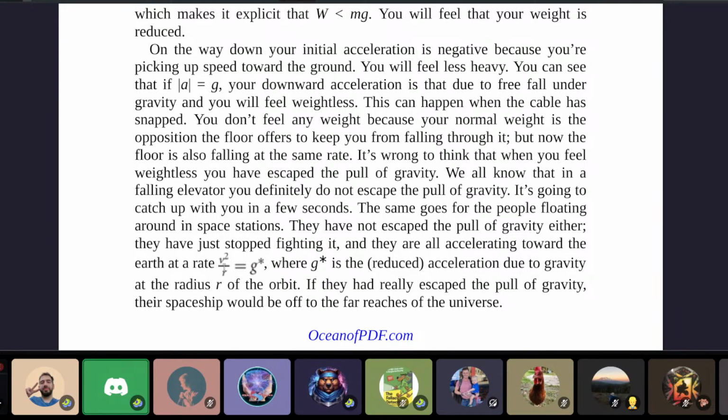at a rate of v squared over r equals g asterisk, where g asterisk is the reduced acceleration due to gravity at the radius r of the orbit. If they had really escaped the pull of gravity, their spaceship would be off to the far reaches of the universe.